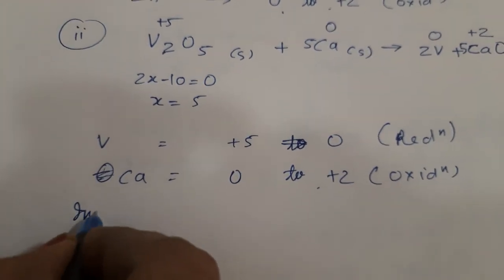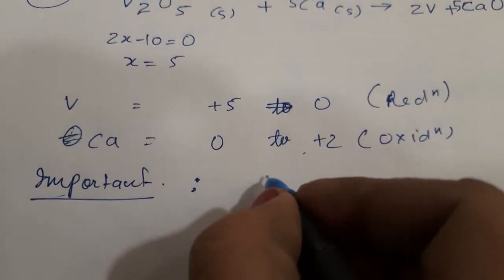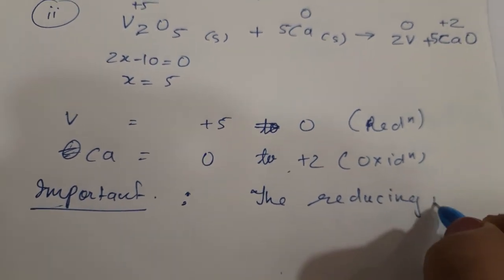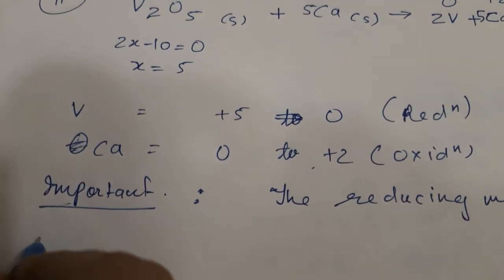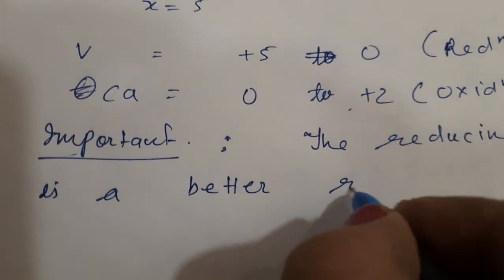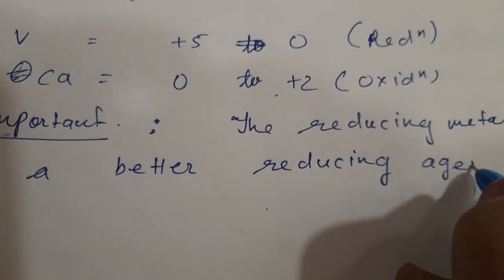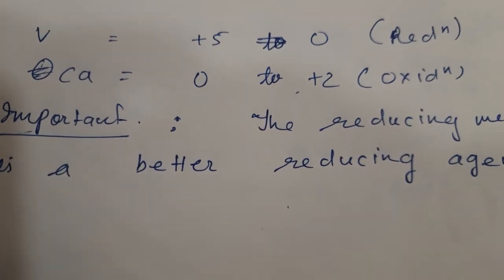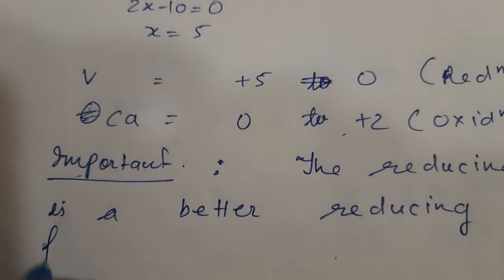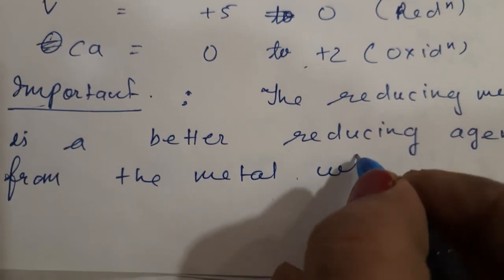The important thing you have to note down and keep in mind is that the reducing metal, the metal which is reducing, is a better reducing agent. When we compare both of them, it will be a better reducing agent than the one which is being reduced, than the metal which is being reduced.